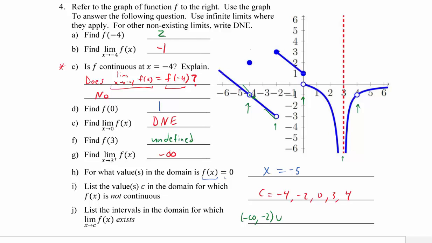Now everywhere between -2 and 0, but then we have a jump discontinuity again. So the limit doesn't exist there. So the interval from -2 to 0 it exists, union over here we have the interval from 0 to 3, and the limit does not exist at 3 because it's unbounded. Finally, the interval from 3, does my limit exist at 4? The left-hand limit equals the right-hand limit, so yes, it does. So the limit exists all the way up to infinity.